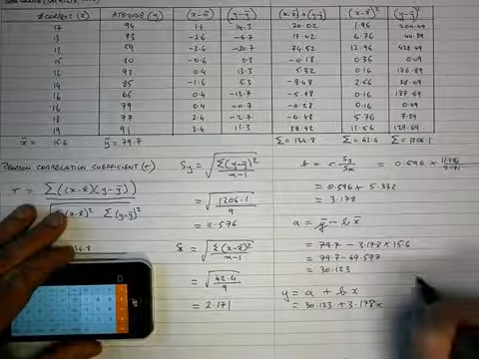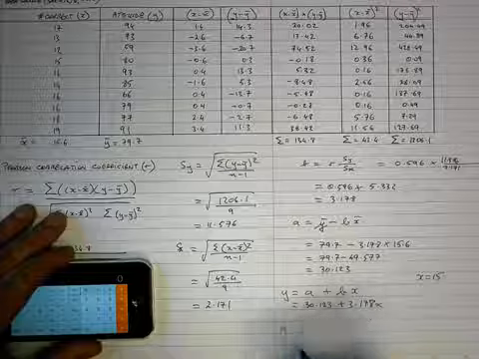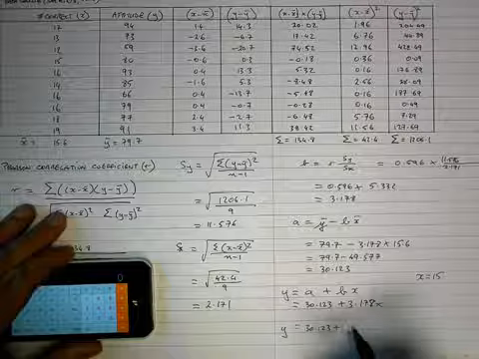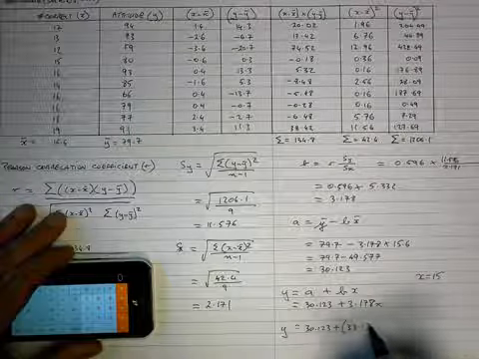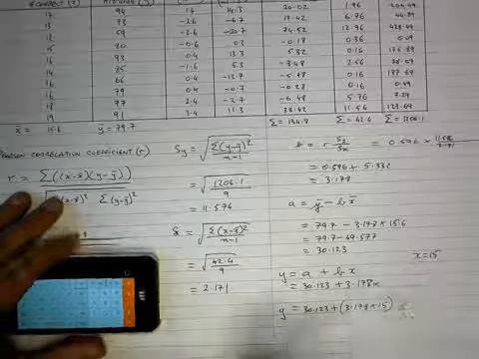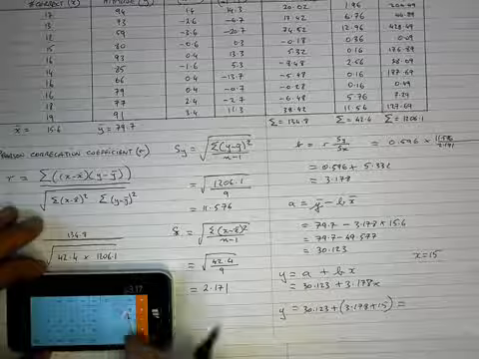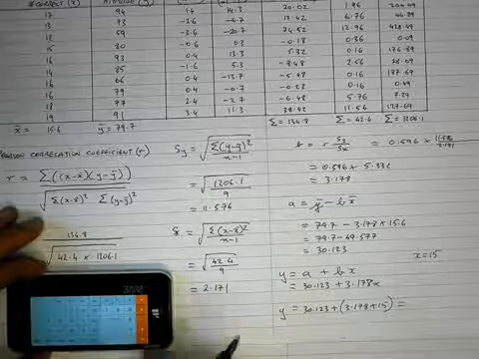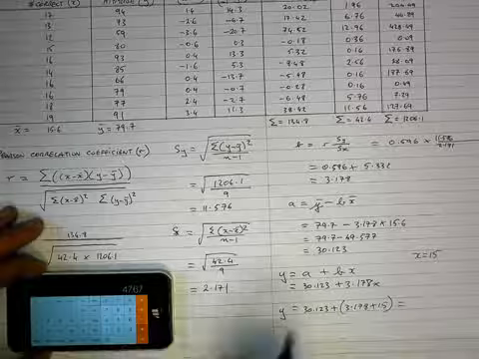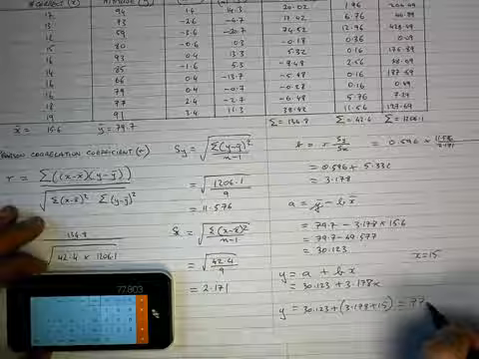So supposing x is equal to 15, then y will be equal to 30.123 plus 3.178 multiplied by 15. And when I work that out, let me do that in the calculator here. 3.178 multiplied by 15, that's 47.67, plus my 30.123, gives me a value of 77.803.